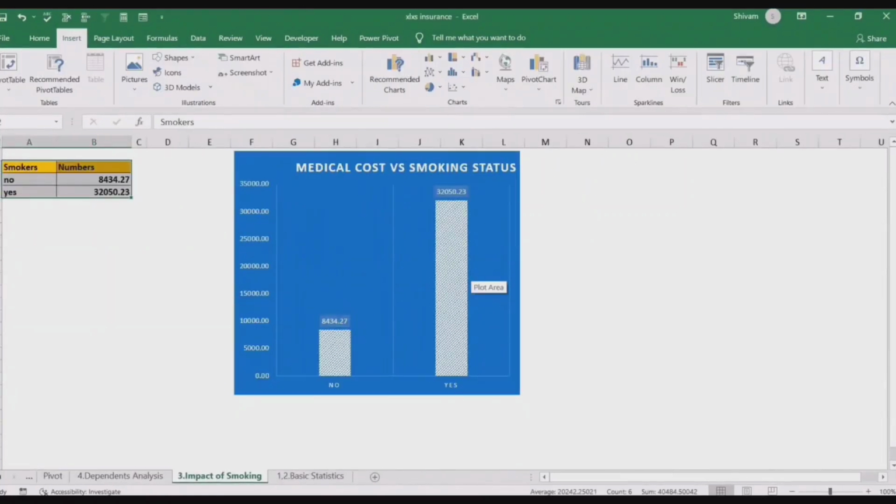The chart clearly shows a strong relationship between smoking status and medical cost. Smokers face medical expenses that are substantially higher than non-smokers. In this case, it is roughly 4 times higher than the non-smoker. This highlights the significant financial burden associated with smoking and underscores the importance of tobacco control measures.